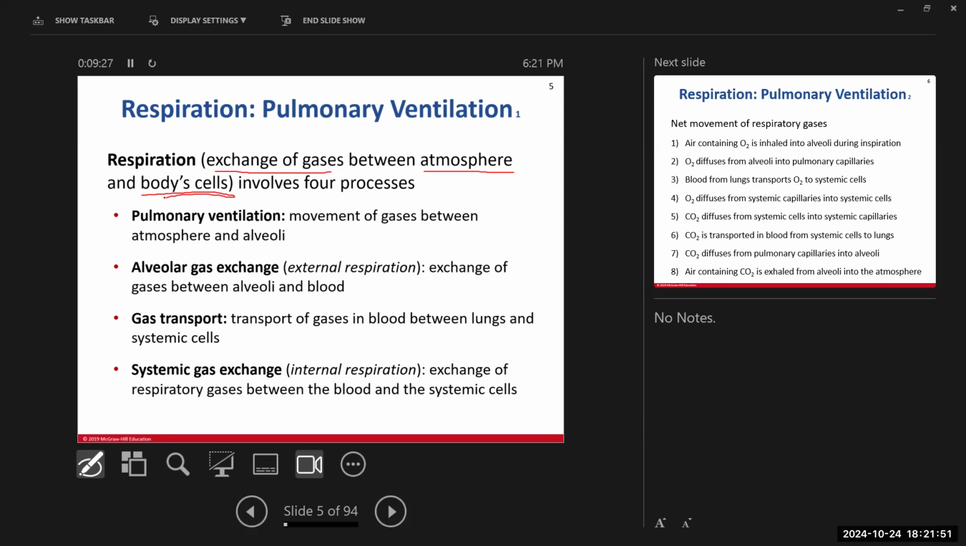So the 4 main categories we're going to be discussing are pulmonary ventilation, alveolar gas exchange, gas transport, and then systemic gas exchange. All those places we'll be discussing. So when you think pulmonary ventilation, think of the lungs and outside of your body.